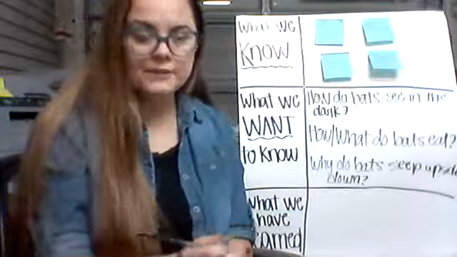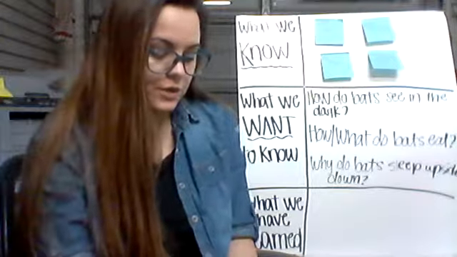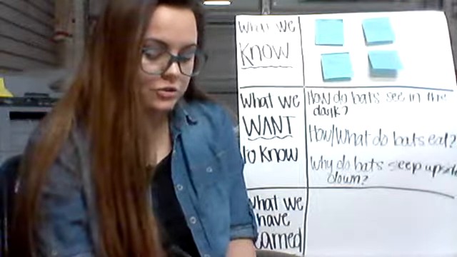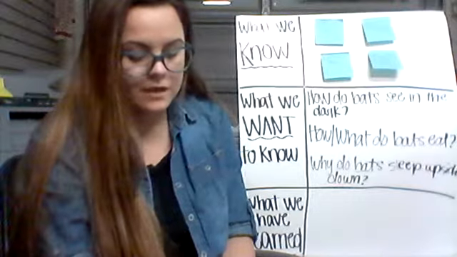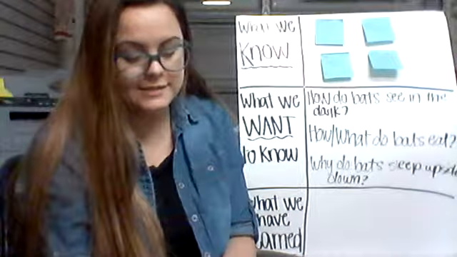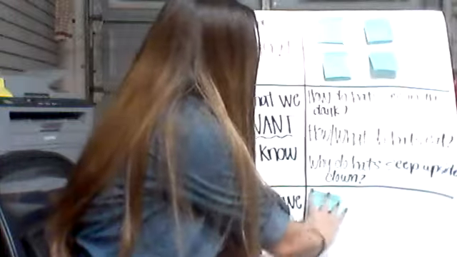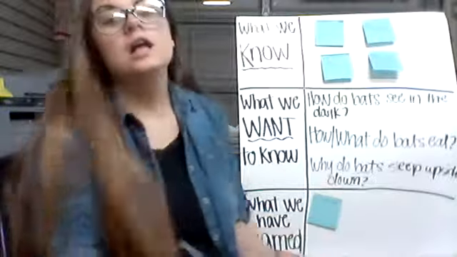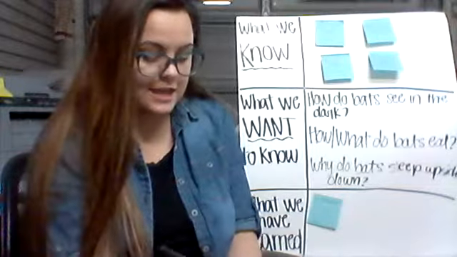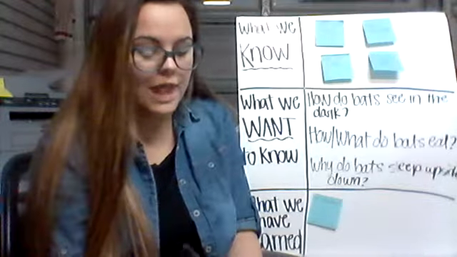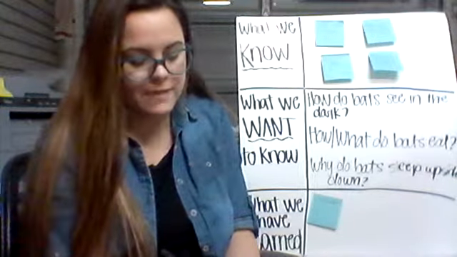So one student may have said that we read about echolocation, which is how the bats see at night. If they thought with what we learned. Another student mentioned that there are more than 1,100 species of bats.